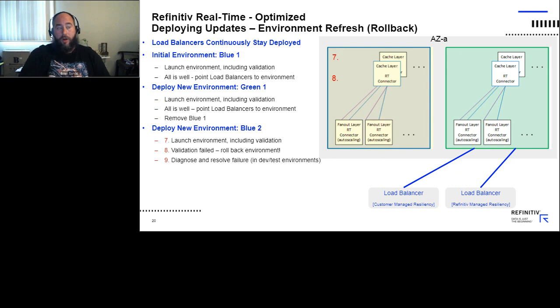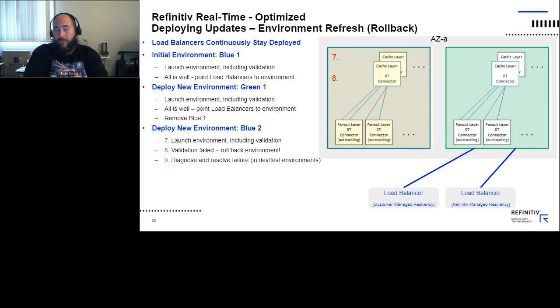So now I want to walk through sort of the next logical step. So let's say a little bit more time has passed, and we have new versions of code we want to deploy. In this environment, we do exactly the same things that I just talked through, but now let's assume that that validation failed for some reason. We don't know why during the rollout. The good thing about this strategy is nobody's been impacted. The load balancers still point to that green environment that was up and running and working just fine.